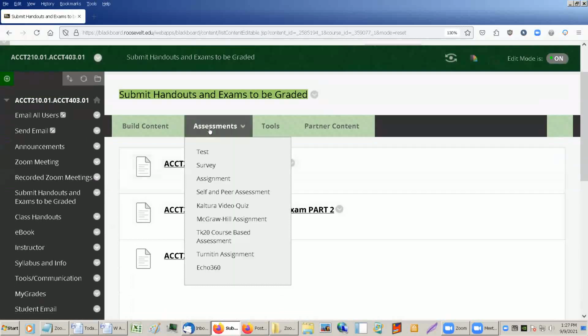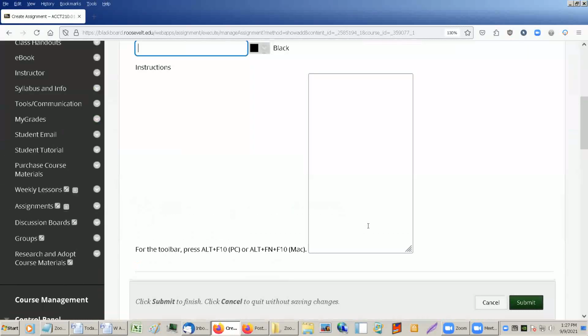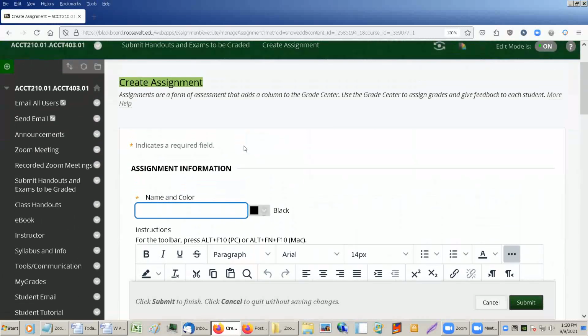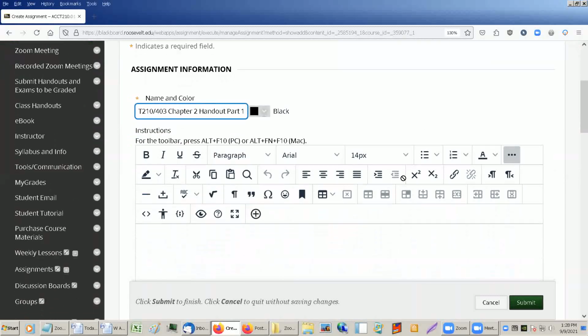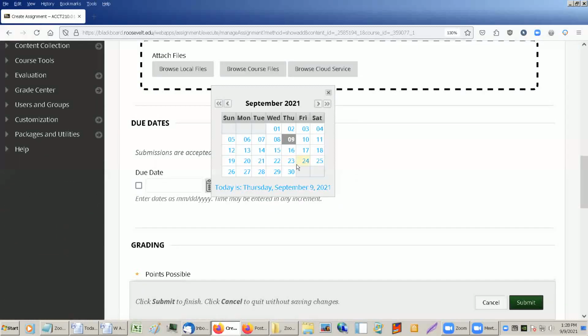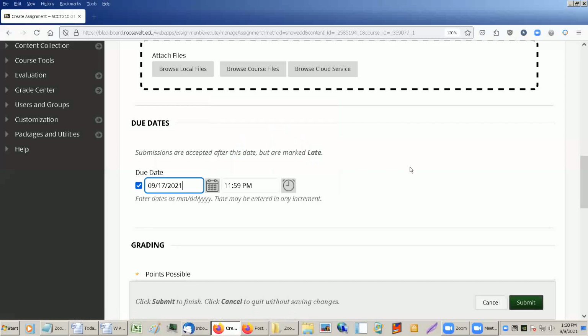So this will be assignment. This will be Accounting Chapter 2 handout. Now this is part 1. We'll make this due, let's be doing the 17th also.